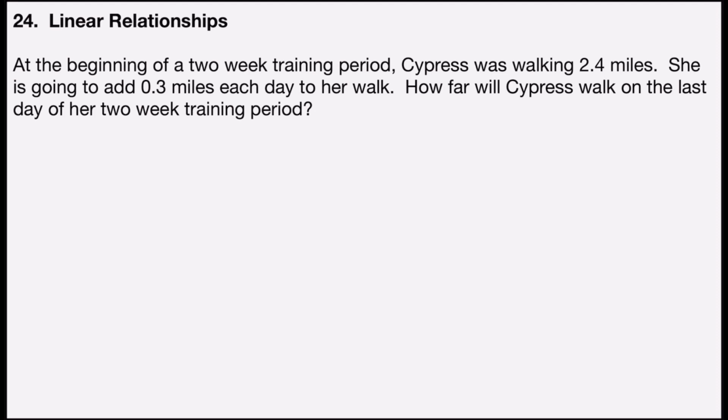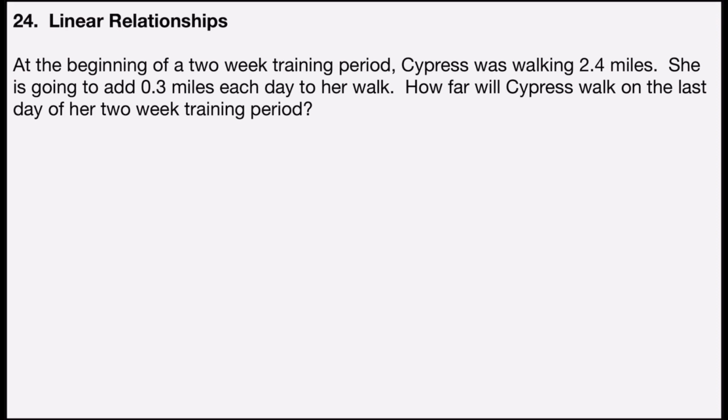Problem number 24 is linear relationships. It says at the beginning of a 2-week training period, Cypress was walking 2.4 miles. She is going to add 0.3 of a mile each day to her walk. How far will Cypress walk on the last day of her 2-week training period?